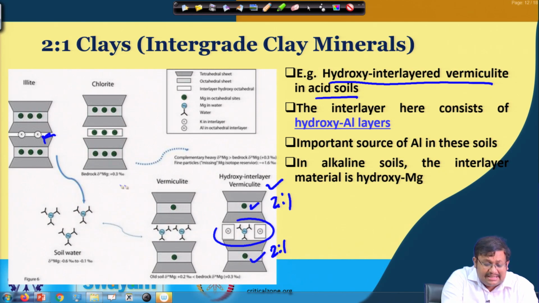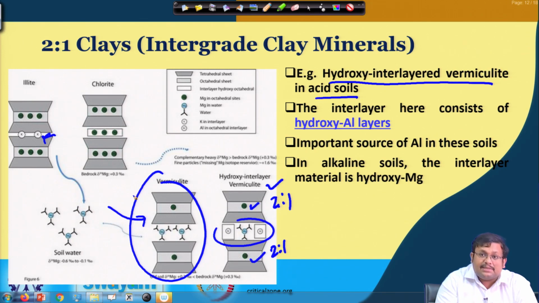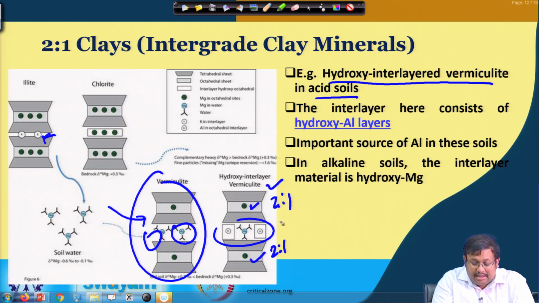Basically you can see this is an illite structure, and when this illite interlayer potassium gets replaced, then it converts into the vermiculite, and you know that in the interlayer space of vermiculite magnesium bound water is present. When this magnesium bound water also has adjacent hydroxy aluminum interlayers, aluminum hydroxy interlayers, then it is called hydroxy interlayered vermiculite. So, this is an example of intergrade clay mineral. It is an important source of aluminum in these soils, and in alkaline soil these interlayer materials are basically magnesium hydroxy layers.